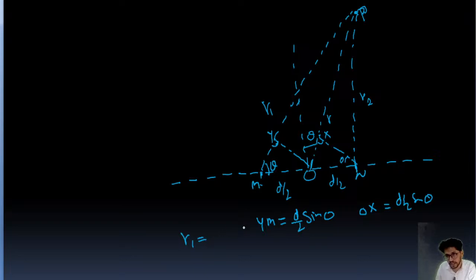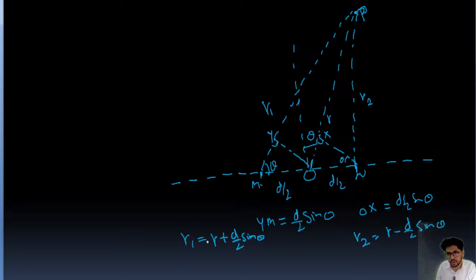So we can write this one as d by 2 sine theta plus r, right? This is the same, so this is going to be r plus d by 2 sine theta. Understand this question very carefully, guys. Similarly, this r2 is going to be r minus d by 2 sine theta.